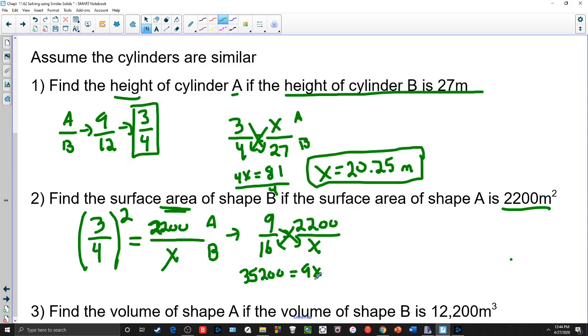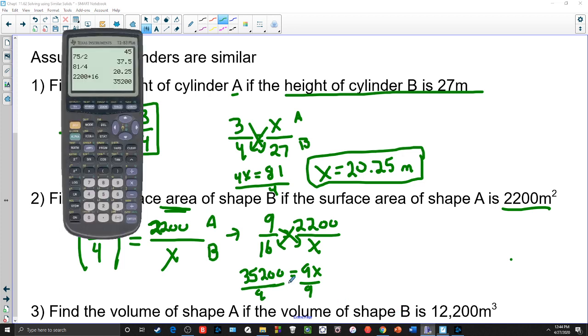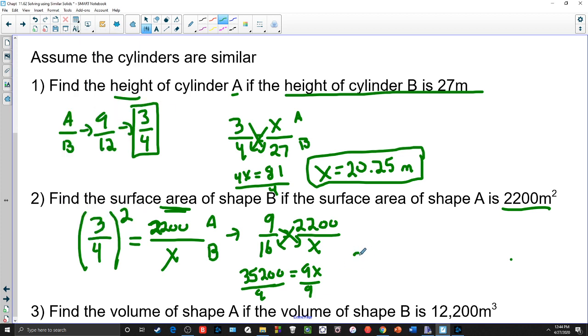It is good. So divide by 9, and I get 3,911.1 repeating. So 3,911.1 repeating is equal to x, which would be, in units here, 3,911.1 repeating meters squared. Again, you know you have to square the scale factor if your answer is going to be in square units, which is a good incentive to make sure you remember what units to put down.